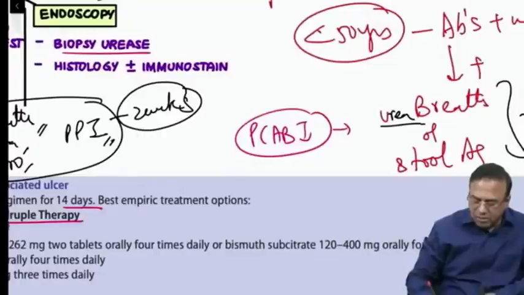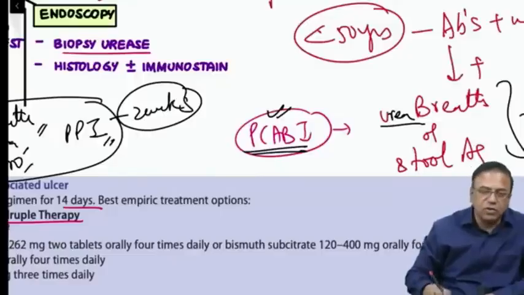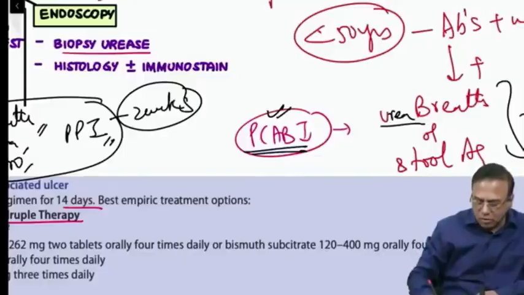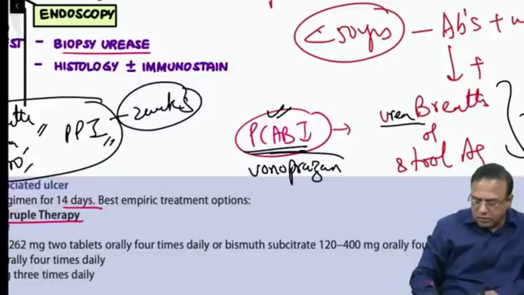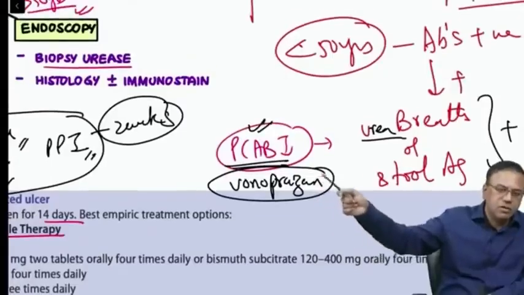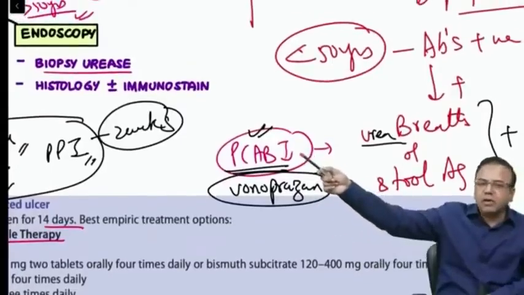So the new thing coming up now is called PCAB. What is this PCAB? Potassium competitive acid blocker. This is a new drug. It is superior to PPI. Proton pump inhibitor is old now. Now we're talking about this drug called vonoprazan. This drug is in a lot of charcha. Everybody, gastro people are crazy about this drug. They're talking about it. This is now the new drug instead of proton pump inhibitor.